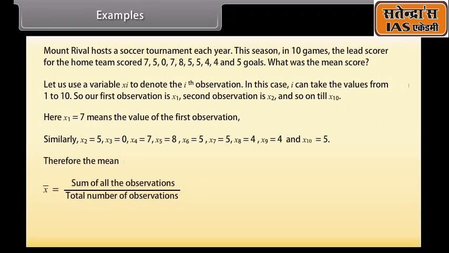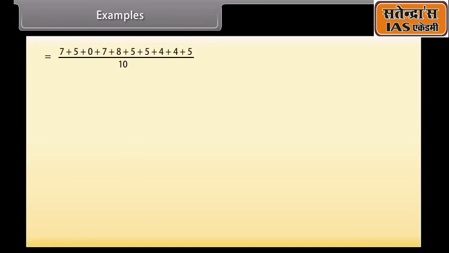Therefore, the mean x bar is equal to the sum of all the observations upon the total number of observations, which is equal to x1 plus x2 plus x3 plus x4 plus x5 plus x6 plus x7 plus x8 plus x9 plus x10 by 10, which is equal to 7 plus 5 plus 0 plus 7 plus 8 plus 5 plus 5 plus 4 plus 4 plus 5 by 10. This is equal to 50 by 10, which equals 5. Hence, the mean score is 5.